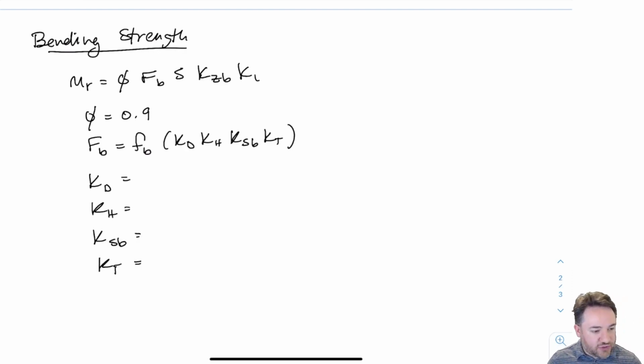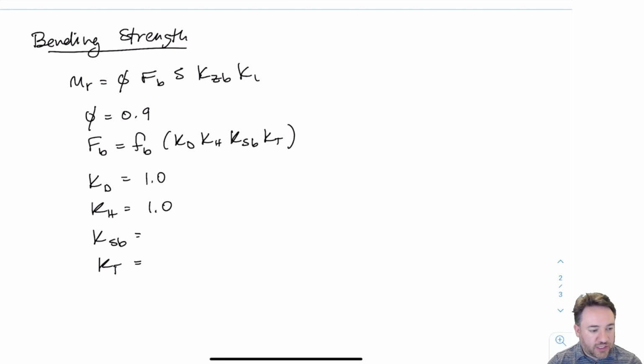Okay, so this is our bending strength equation from the standard for lumber. And for lumber, remember, there's only one bending strength equation, and it contains both size effect and lateral stability effect, KZB and KL, together. Our phi is 0.9, and our FB is our small fb times KD, KH, KSB, KT. KD in this case is 1.0 because we're talking about snow load. So that's a standard term load.